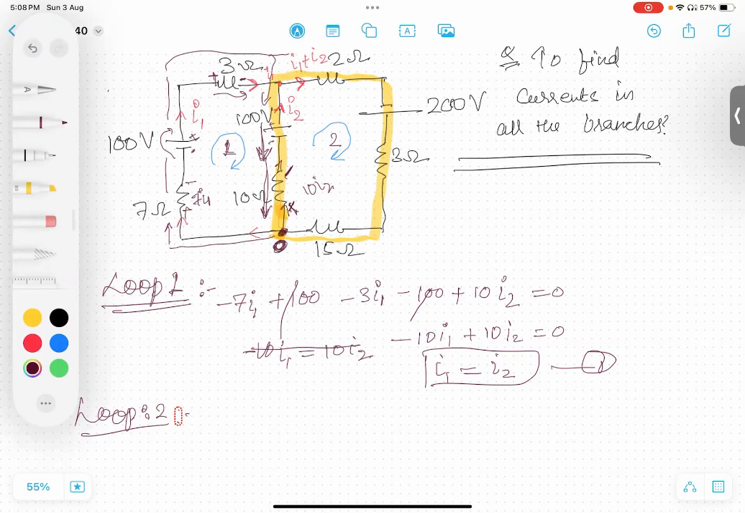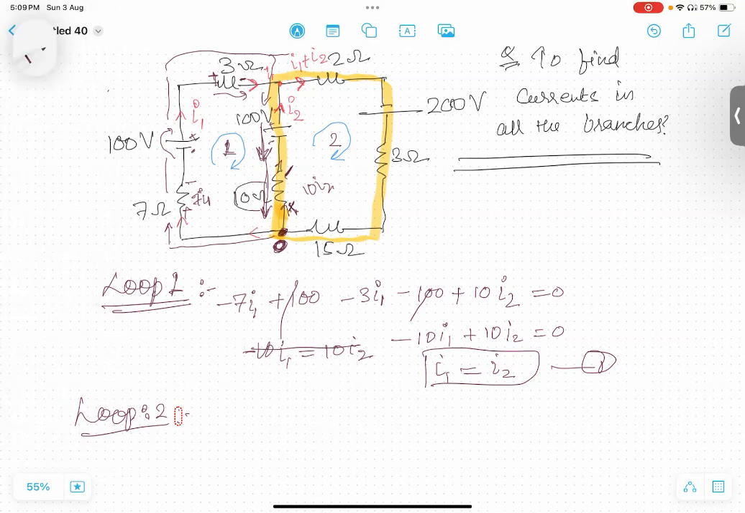Starting from 0, I will cross this 10 ohm resistor. If I am crossing this 10 ohm resistance, I am going from plus to minus. If I am going from plus to minus, I am losing 10I2 potential. My loop direction is this, right? That's why I'm going here. If I cross this battery, I will gain some potential because this is minus, this is plus. How much potential will I gain? 100, because I'm going from minus to plus in the battery.